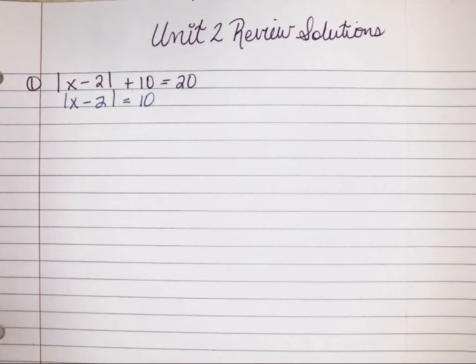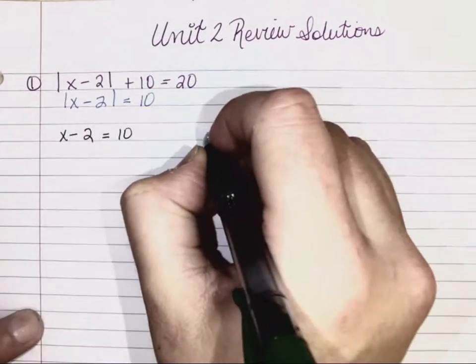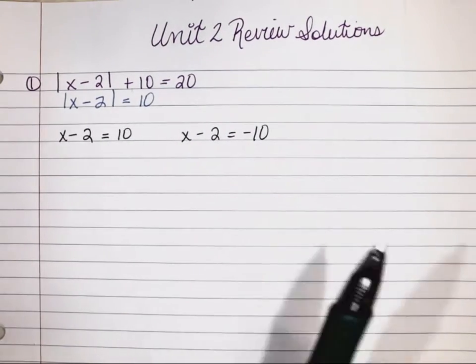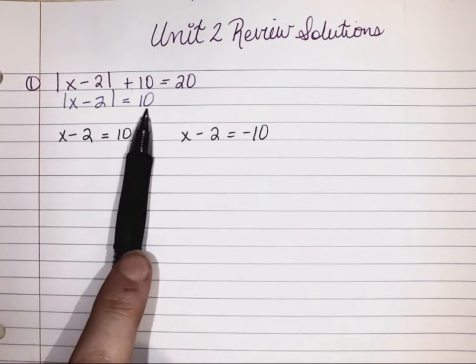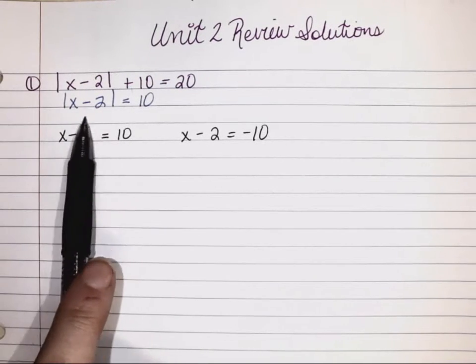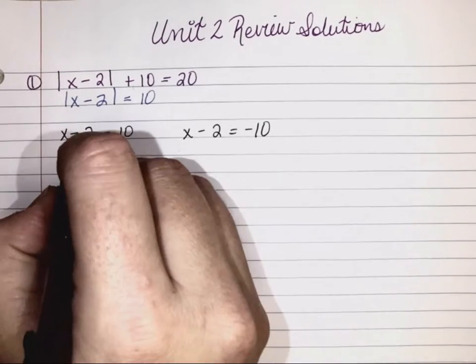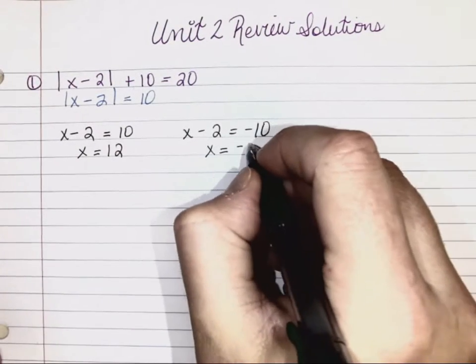Now what you do from this point, you take your absolute value part and you create x minus 2 equals positive 10, and you create x minus 2 equals negative 10. The reason you do that is you know the inside has to be 10 in order to get the absolute value of 10 equals 10, or the absolute value of negative 10 equals 10. So I just set my insides equal to 10 and equal to negative 10. You solve both of these, so if I add 2 to this side, I get 12, and if I add 2 to this side, I get negative 8.